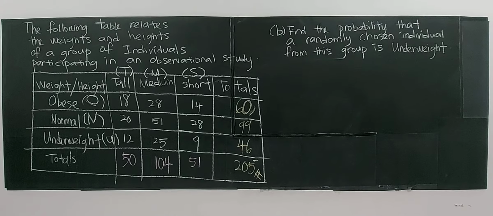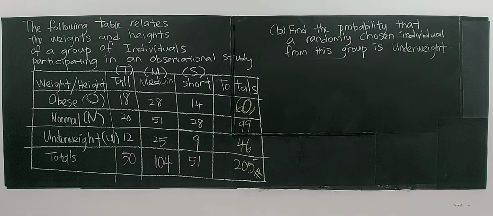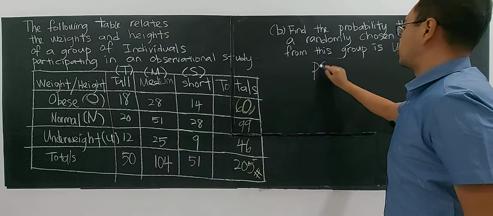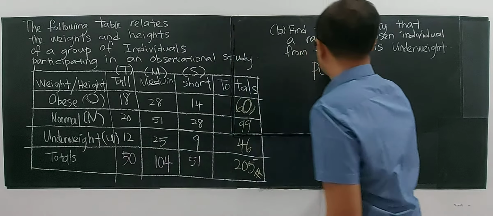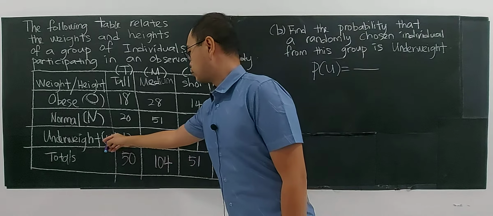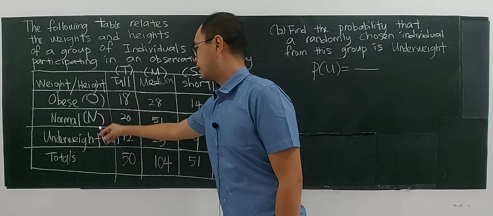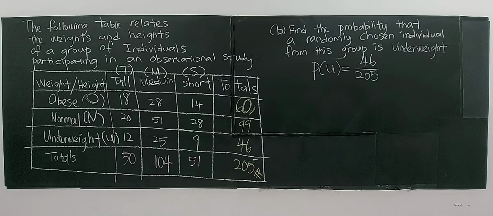Alright, let's look at part B. Find the probability that a randomly chosen individual from this group is underweight. The probability of underweight is represented by U. So how many are underweight? We look here and total up: underweight and tall, underweight and medium, or underweight and short. The total of these three will be 46. So 46 out of the total 205. This will be your probability of underweight.